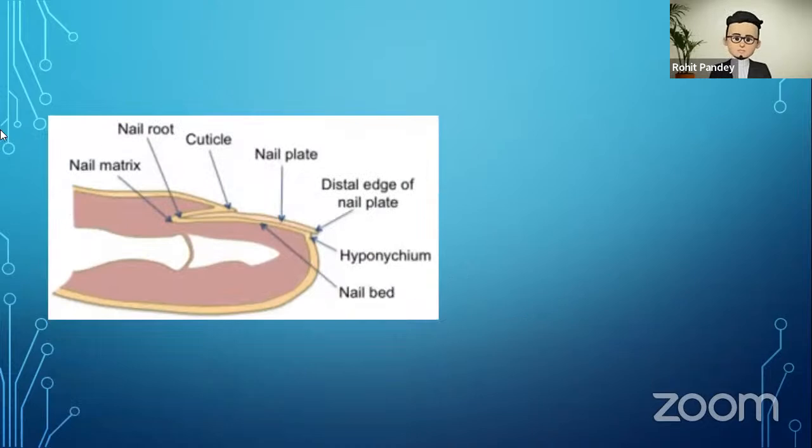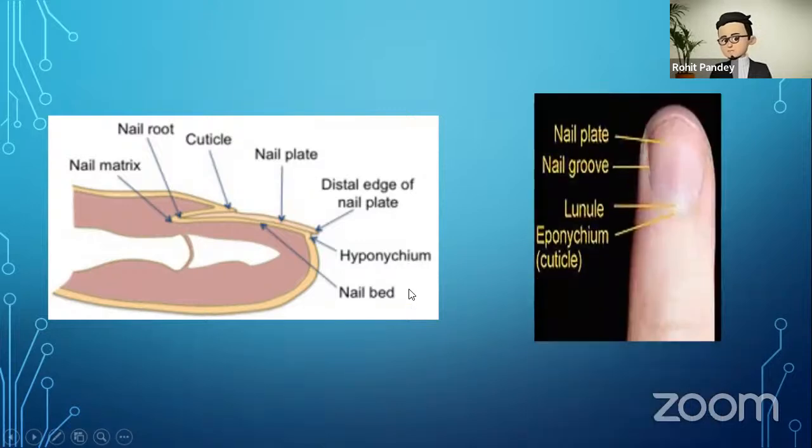Then we figure out the nail structure: nail matrix, nail root, cuticle, nail plate, distal edge of the nail plate, hyponychium, and nail bed. Here in real life: nail plate, nail groove, lunula, and eponychium, cuticle.